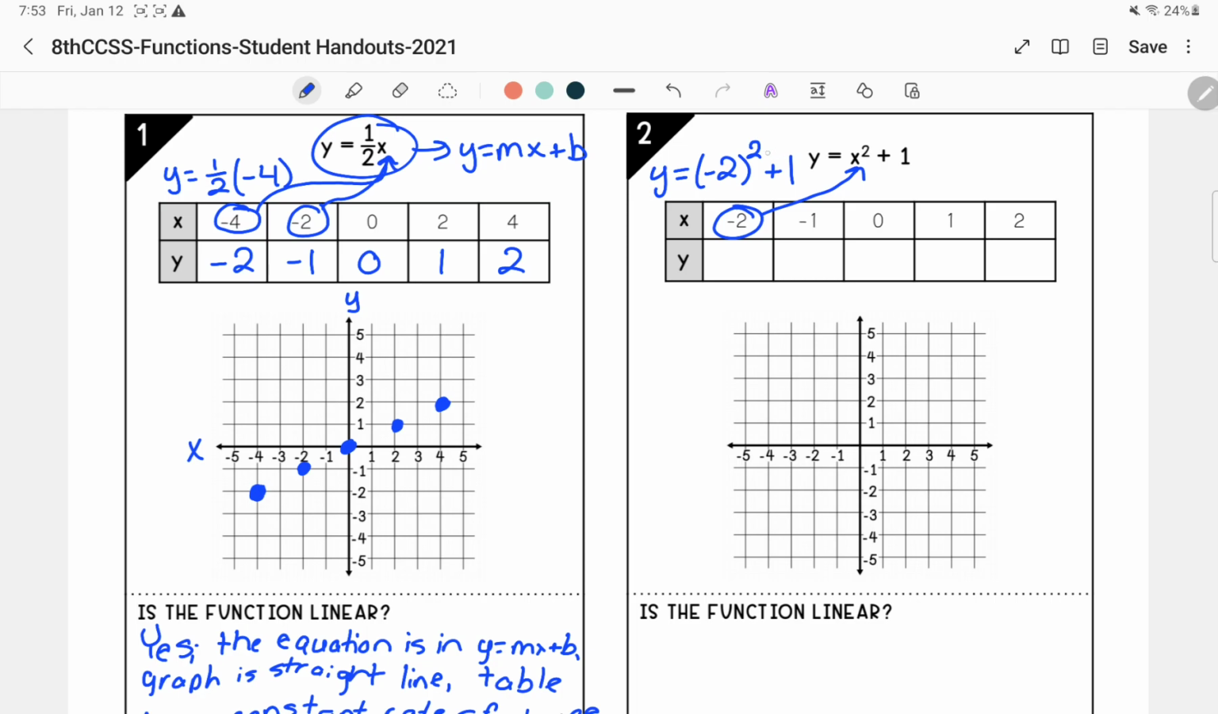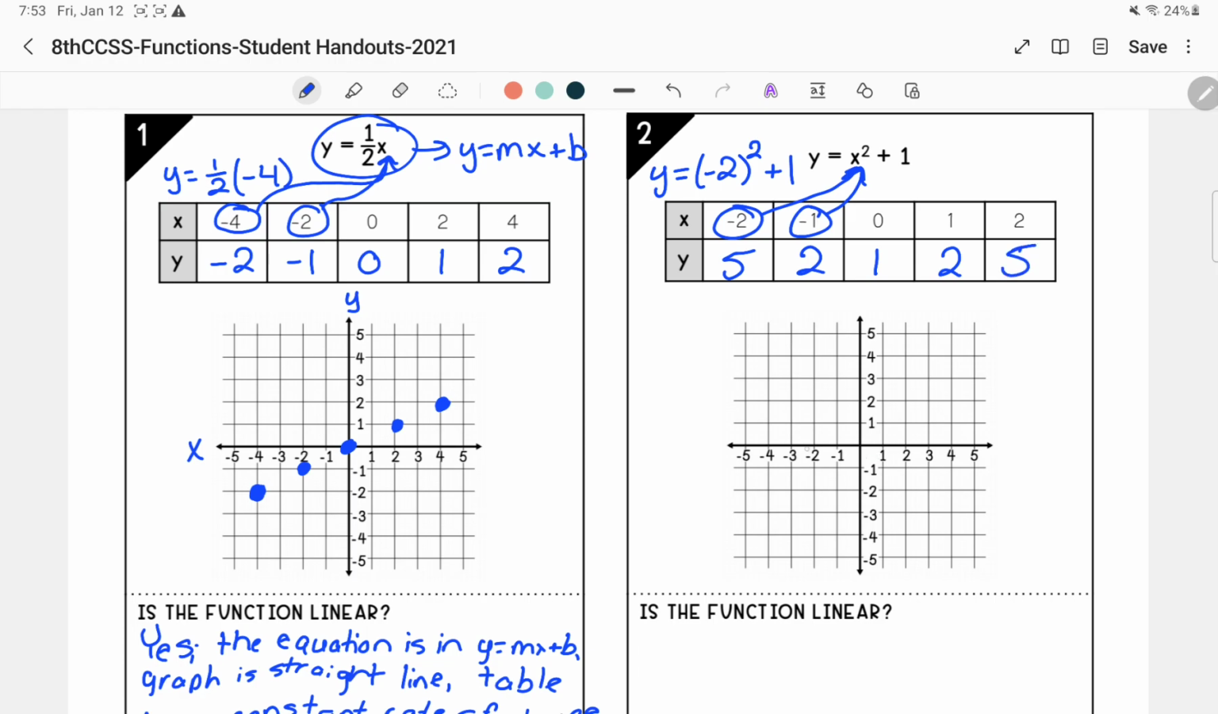Alright, so -2 squared is 4, plus 1 is 5. And the same thing, plug in -1 for x squared. -1 times -1 is 1, plus 1 is 2. 0 times 0 plus 1 is 1. 1 times 1 plus 1 is 2. And 2 times 2, or 2 squared is 4, plus 1 is 5.